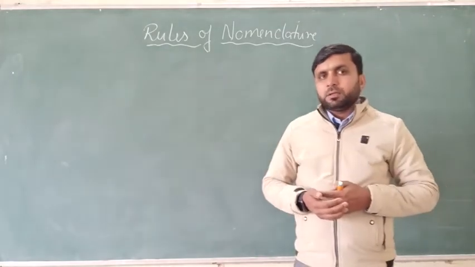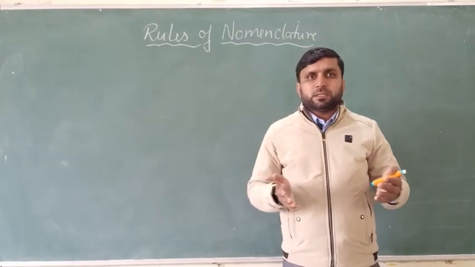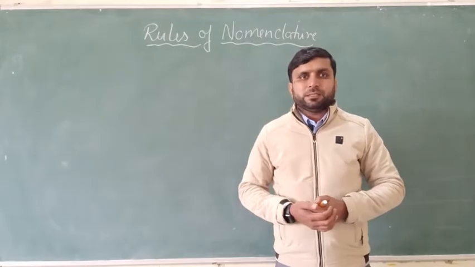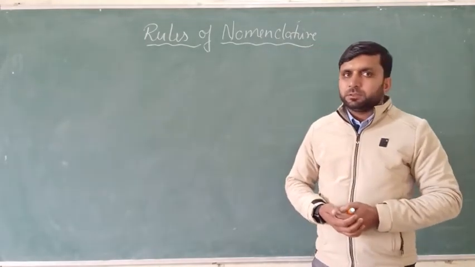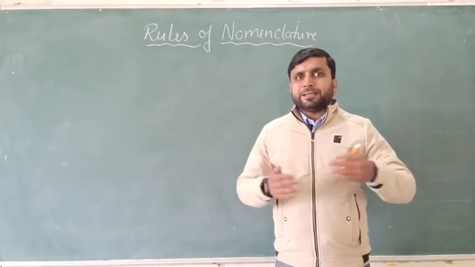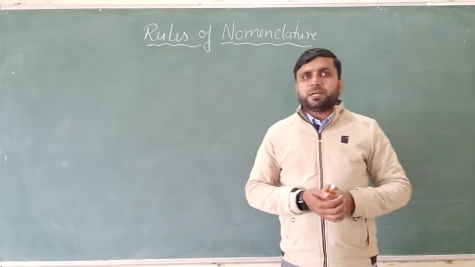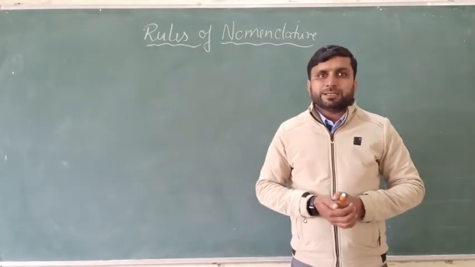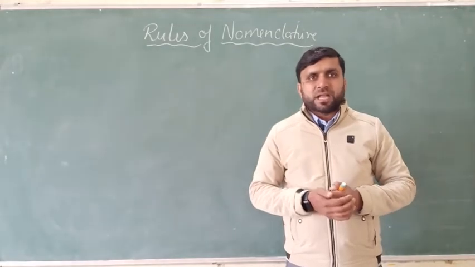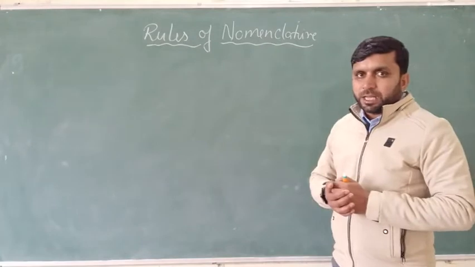And if there is more than one branch, then all the branch names must be written before the root word, and they must be arranged in alphabetical order. Lastly, we have seen that if in any organic compound there are two paths which have the same number of carbon atoms, then we have to select the path in which the number of branches is more. So these things we discussed in the last video.